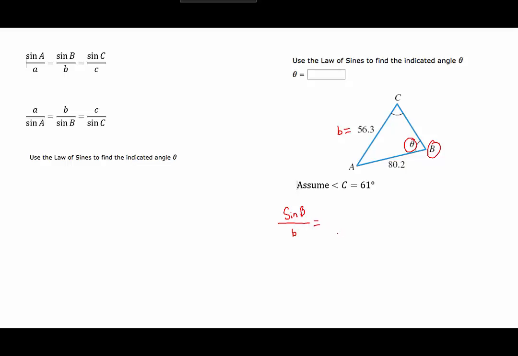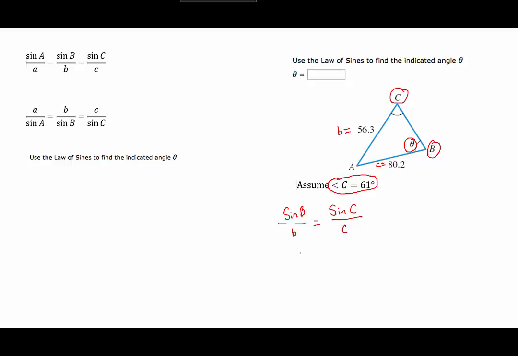out what other ratio we know. Well, we know angle C. We're supposed to assume that angle C is equal to 61 degrees. And we know its opposite side. Side C is 80.2. So that's the other ratio that we will use. The sine of angle C divided by the side C.